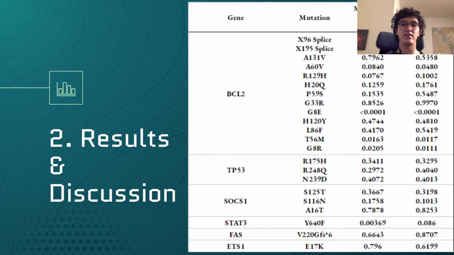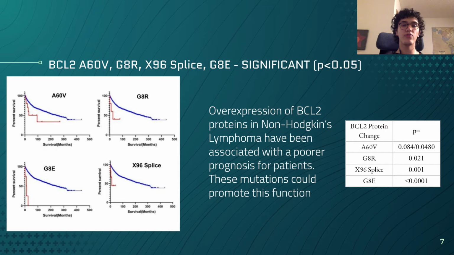So some results and discussion. In terms of our significance, we ran 2 different tests: the Mantel-Cox test and the Dehan-Breslow-Wilcoxon test. And I'll get into why they differ a bit. So one group of mutations we had were to the gene BCL2, and they were the mutations A6CV, G8R, S96 splice, and G8E, where they were significant.